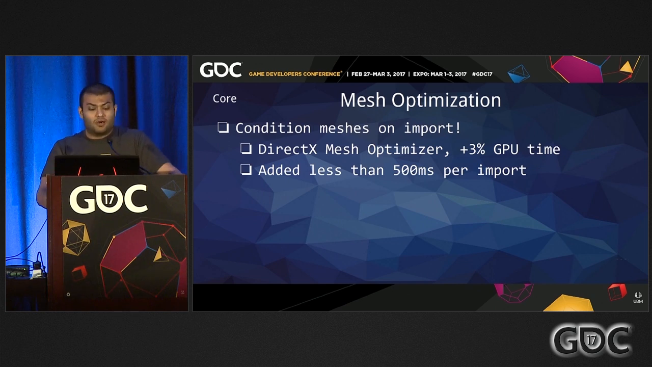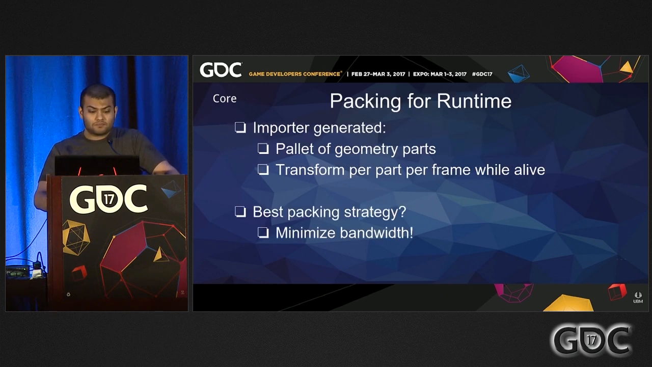Just a quick note on mesh optimization. We use the DX mesh optimizer, and this saved about 3% GPU time. This added very little to the import stage, so it's definitely worth adding in.